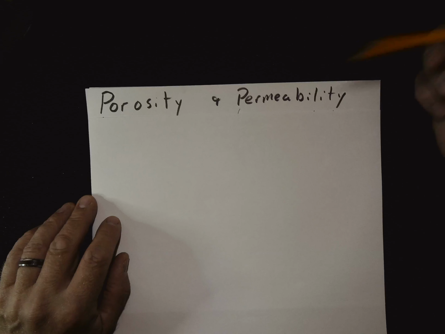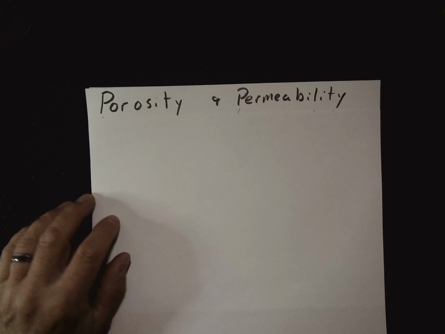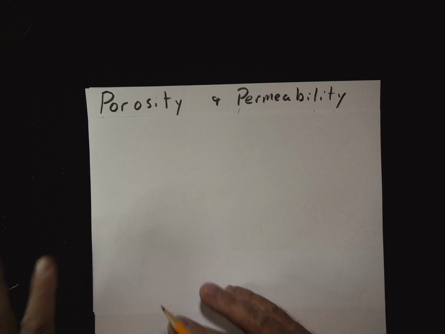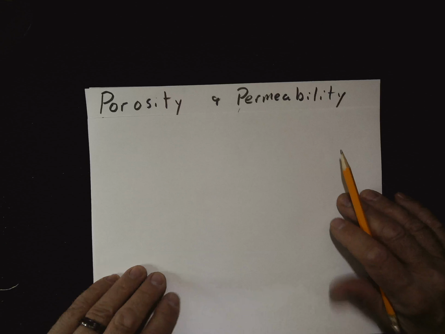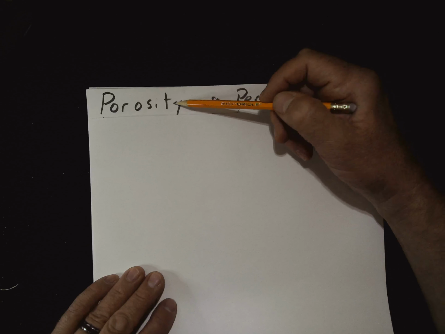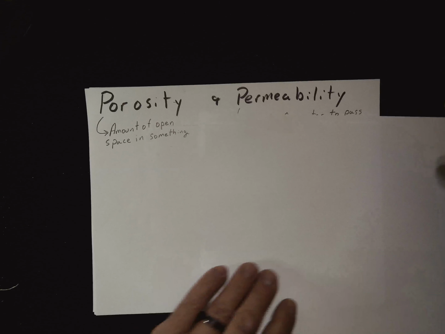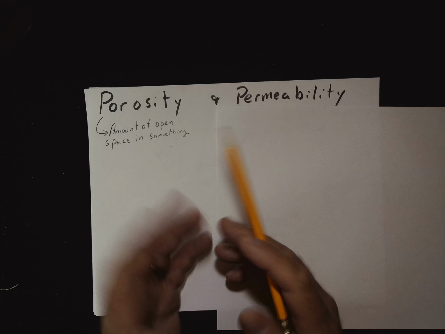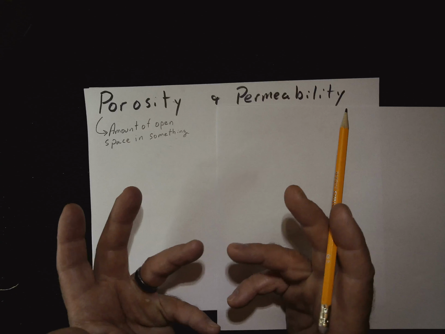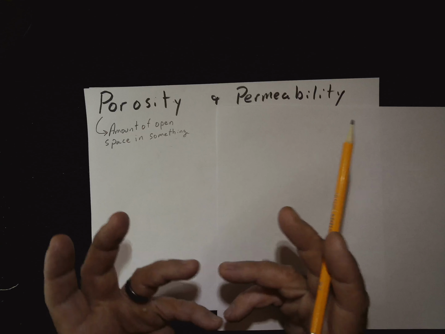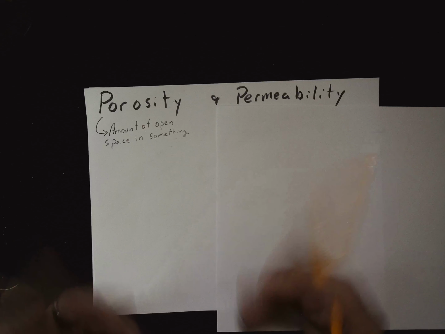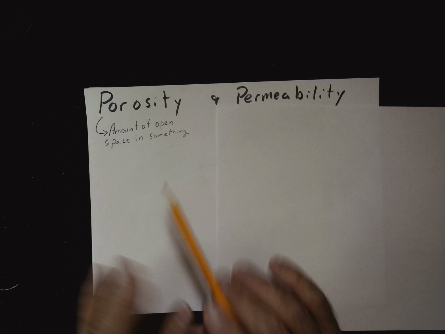Today we're going to be talking about porosity and permeability. These are ideas about the ground and water generally going through the ground. So we start with porosity. What is porosity? Well, it's the amount of pore space in something. So it's the amount of open space in something. So think of something that has a large amount of open space in it. It would be very porous. A sponge, for example. A sponge has a great deal of porosity. Okay, it's just the amount of open space in anything.